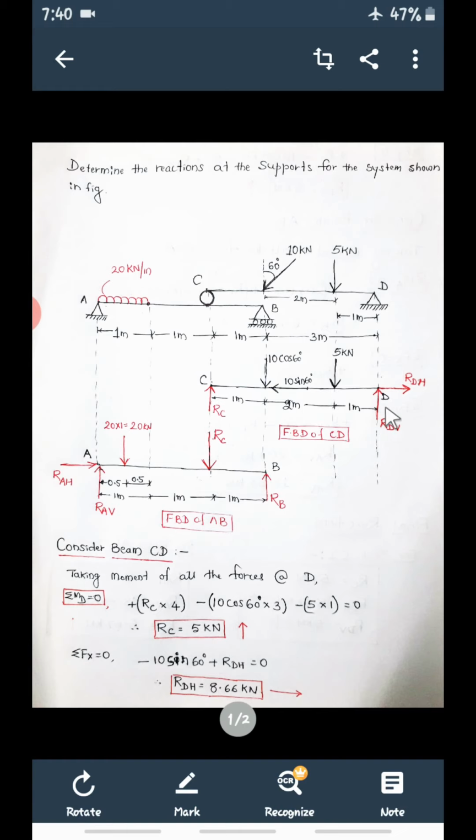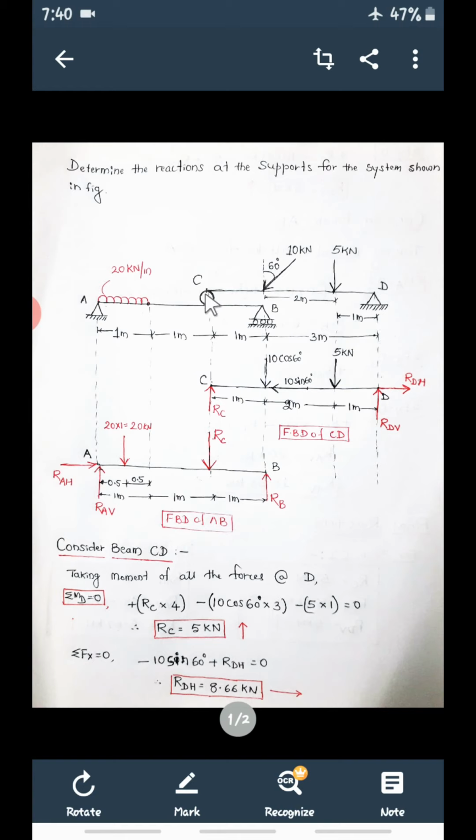Now we have to show the reactions. See which type of support it is. It is a hinged support. So there will be two reactions. One is RDV, that is reaction at D vertical, then RDH. So one is the vertical reaction, another will be the horizontal reaction because of the hinged support.